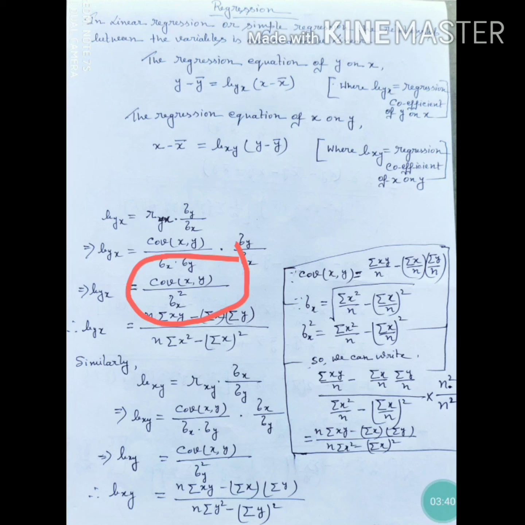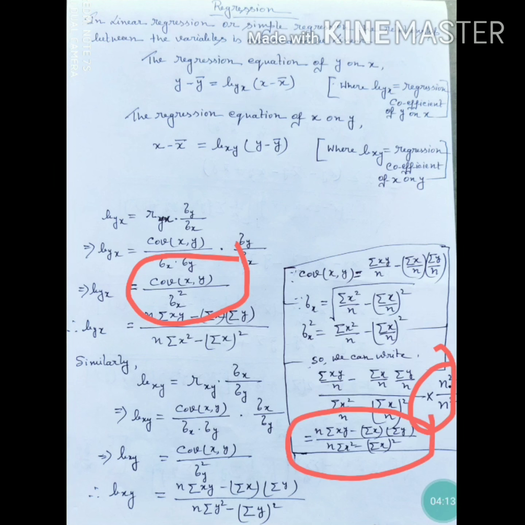Now from here we can write that covariance of xy divided by sigma x square. We just put the value of covariance of xy, which is summation xy divided by n minus summation x by n into summation y by n. Now sigma x square is summation x square divided by n minus summation x by n whole square. Now if we divide both the denominator and numerator by n square, then we will get the next line: n into summation xy minus summation x into summation y divided by n into summation x square minus summation x whole square. Clear?